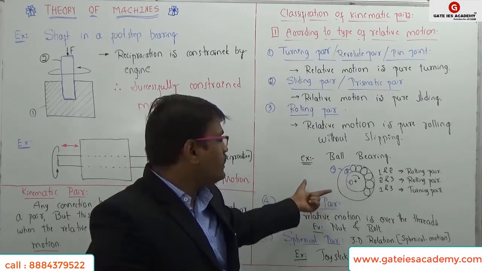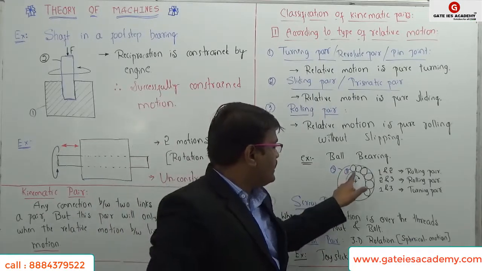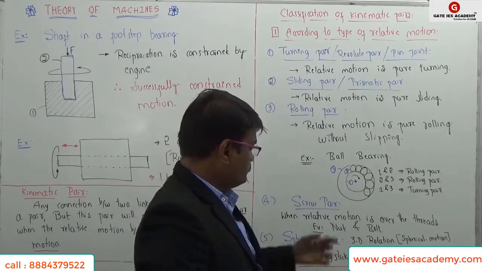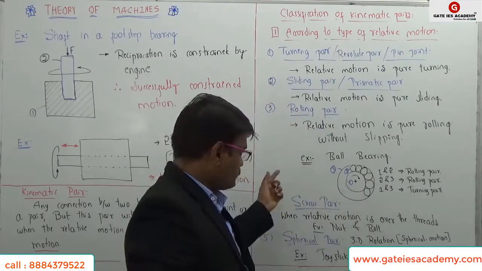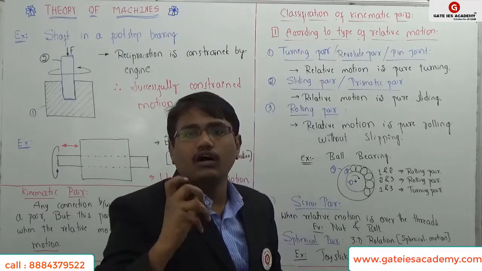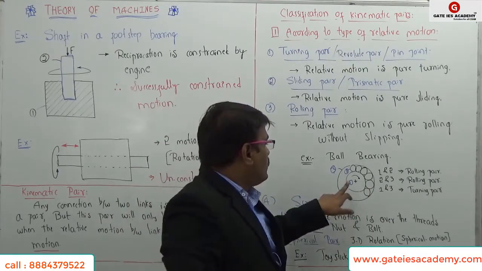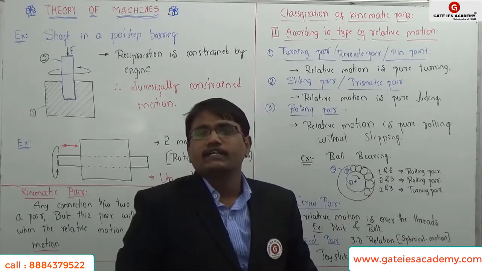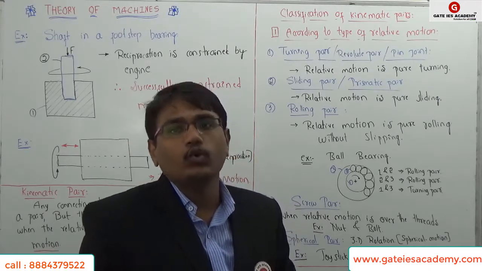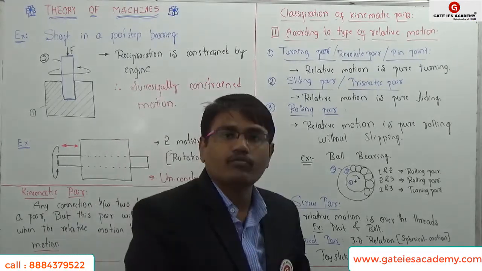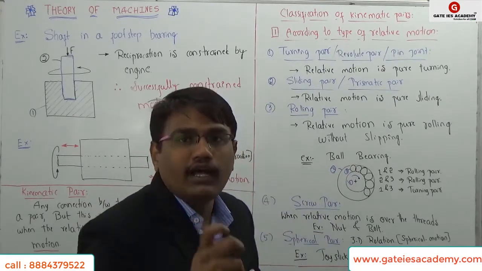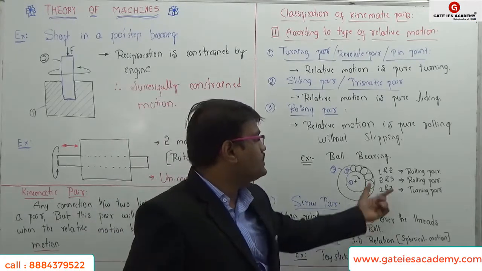For example, take a ball bearing, right? There is an inner race and an outer race. Let me call the inner race link 1, the outer race link 3, and in between them the balls are placed. Now what is the connection between the first and second link? The second link is rolling over the first link, that is why 1 and 2 are connected by a rolling pair. Now what about second and third? Between the second and third also there is a rolling motion happening, so even that is a rolling pair.